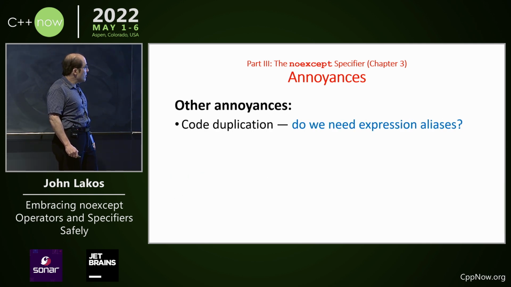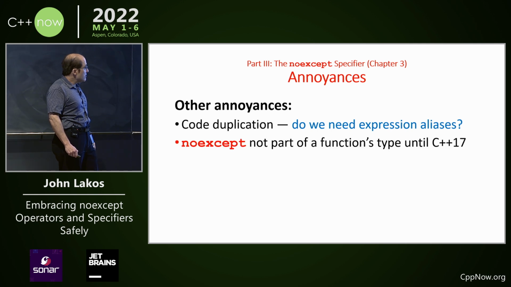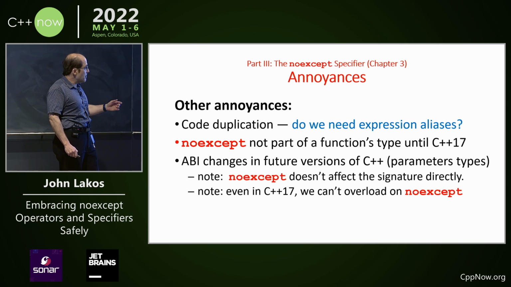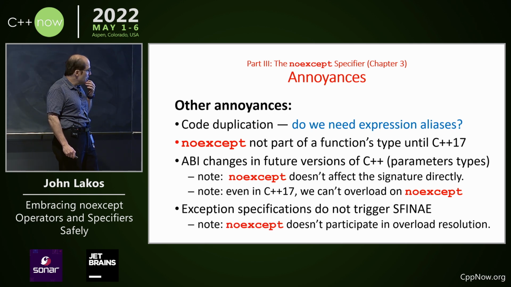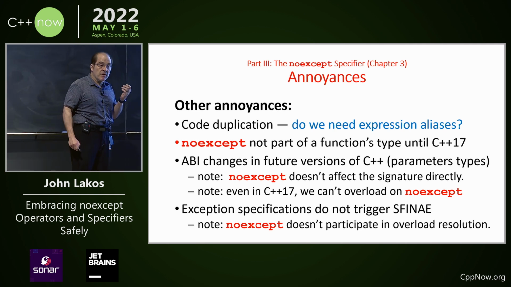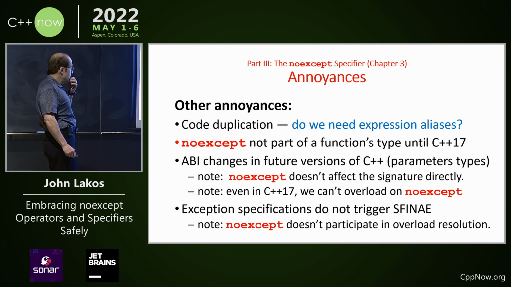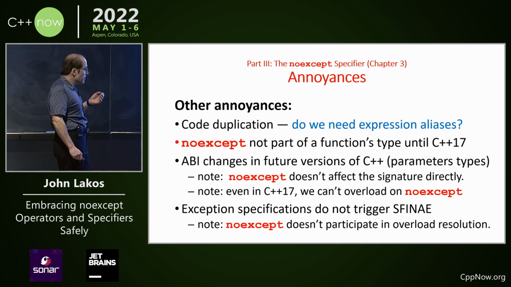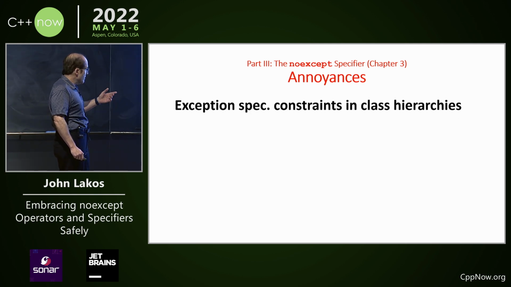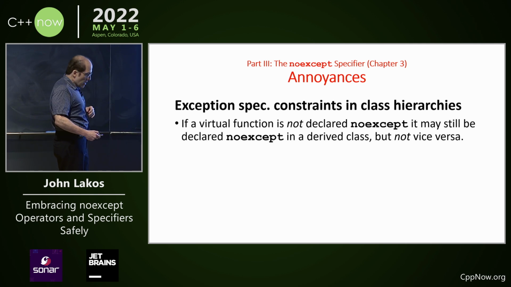All right, other annoyances, code duplication. It's not part of the function's type until 17. There are some ABI changes, there are sort of edge cases where things do get a little weird in 17. It's not on the function itself, but on the argument signatures. And doesn't trigger SFINAE, so it doesn't participate in overload resolution. It doesn't change the signature.